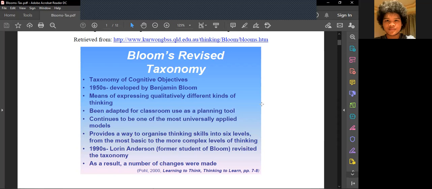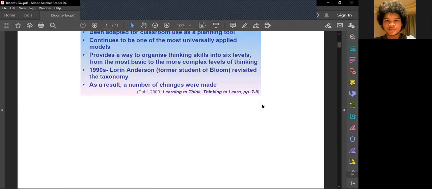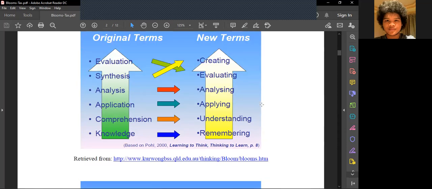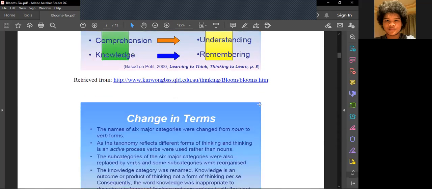As a result, a number of changes were made. This is the comparison between the original terms and the new terms, and we would like to focus on the new terms, in which we have remembering as the lowest order thinking skill. We have understanding, applying, analyzing, evaluating, and creating.